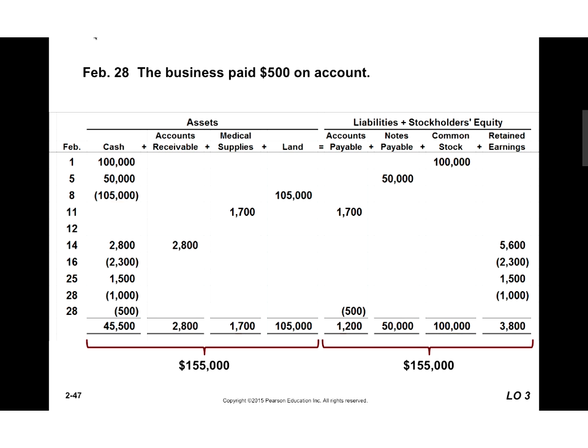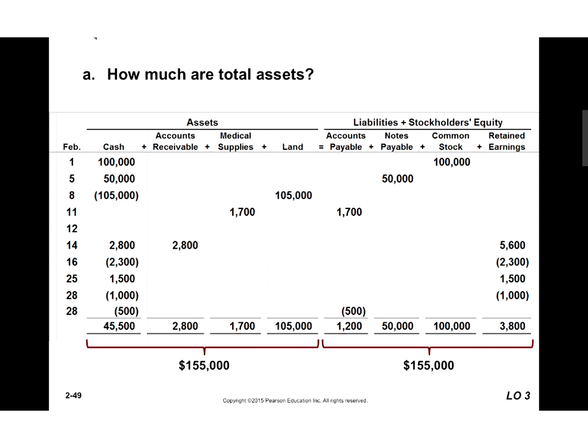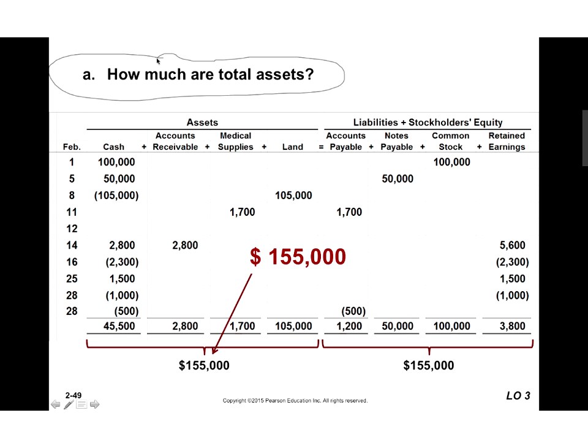So I have a series of questions, but I'm going to take those questions, you don't have to write them down yet, at the top. So at the very top of the screen, you'll see the question. So the first question is, how much are total assets? Okay, so using this, we can answer the question. We're going to see total assets are 155,000, right? Because that's the total of the 4 columns.